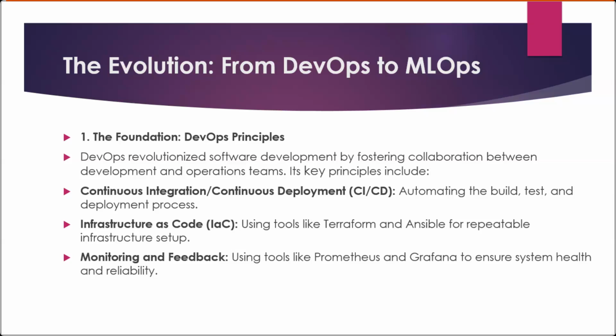The key principles include continuous integration, continuous deployment or delivery, and automating build, test and deployment processes. And infrastructure as code, so we are using tools like Terraform and Ansible for automating the infrastructure setup. And monitoring and feedback, by using tools like Grafana, Datadog and others for monitoring and observability, we are ensuring health and reliability. The evolution to MLOps also applies the same things you're doing on the DevOps side.